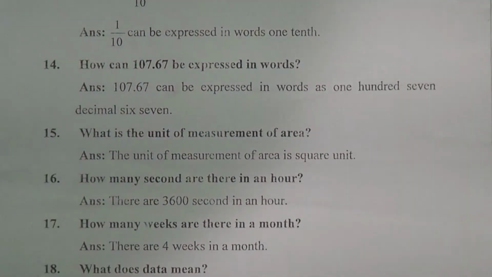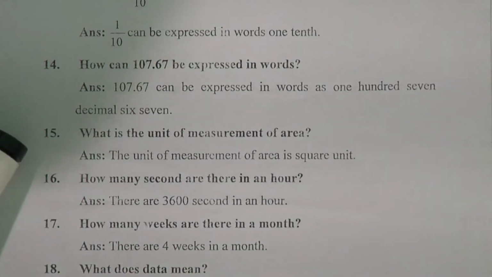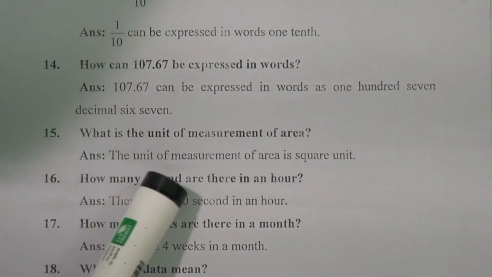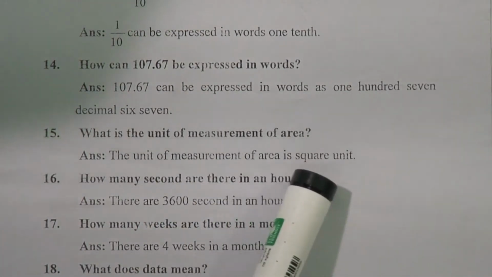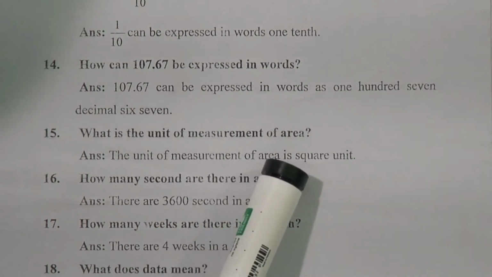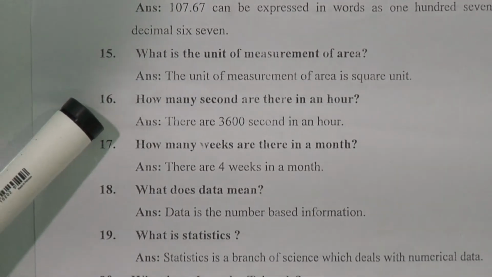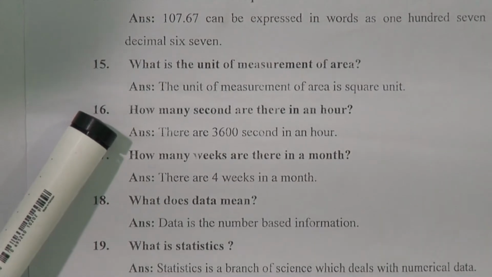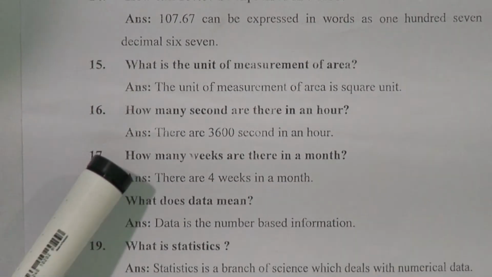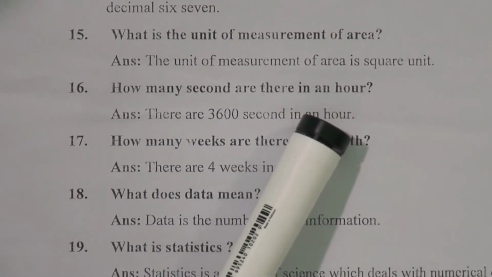Number 15. What is the unit of measurement of area? We know the unit of measurement of area is square unit. Question number 16. How many seconds are there in an hour? You say there are 3600 seconds in an hour.